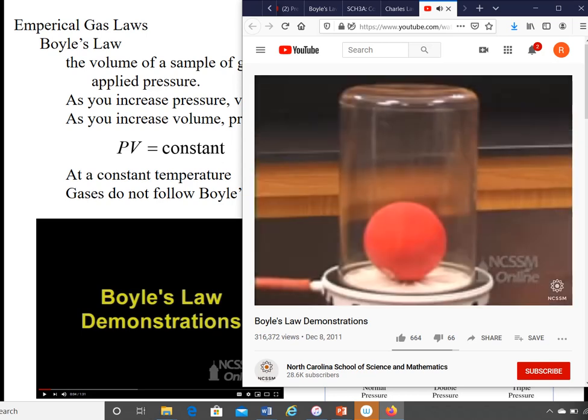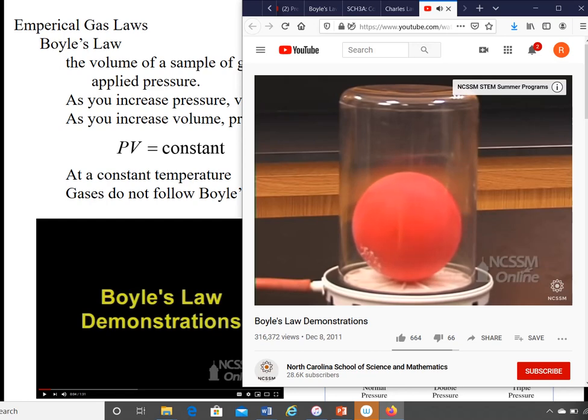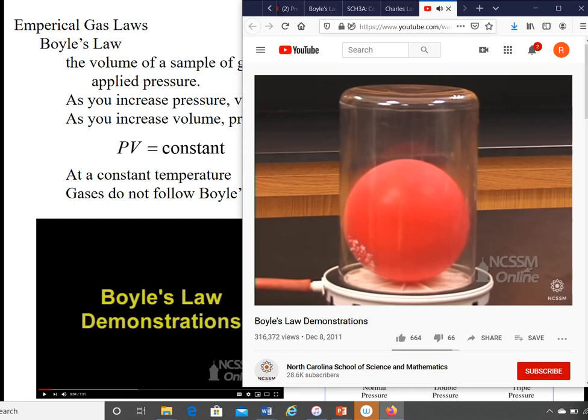In a demonstration of Boyle's law, we'll place a balloon in a vacuum bell jar. We'll apply a vacuum which basically pumps out the air in the bell jar. The pressure outside the balloon will be lower than the pressure inside. The balloon expands to try and equalize the pressure. Volume and pressure are inversely related to each other. When we release the vacuum, the pressure increases and the volume decreases.